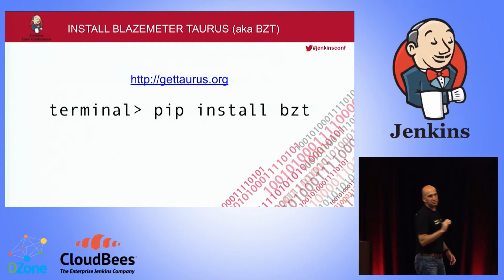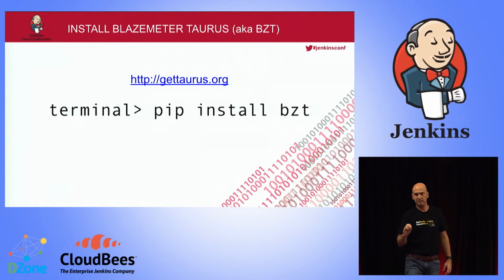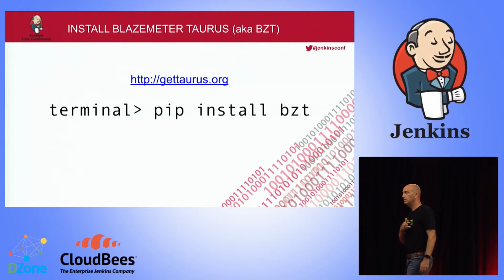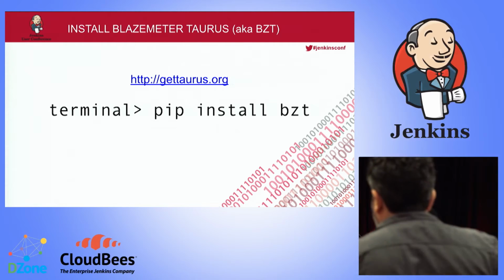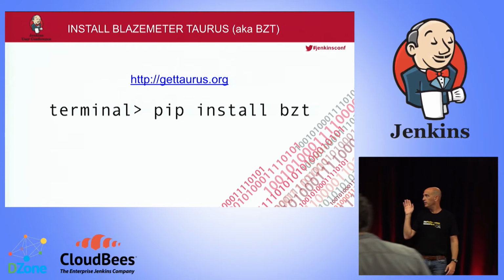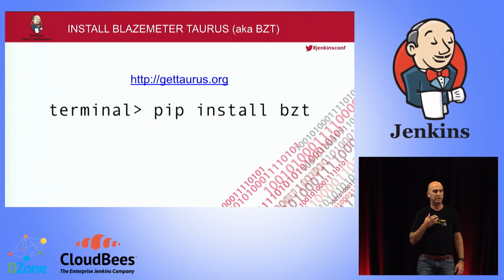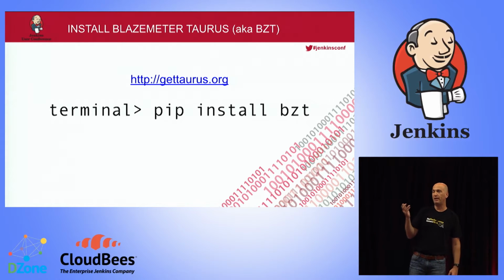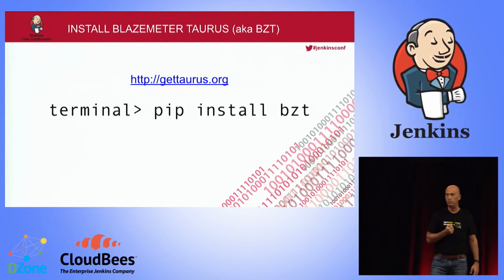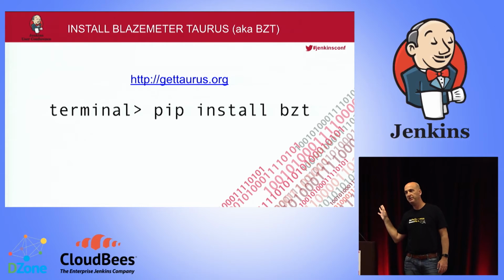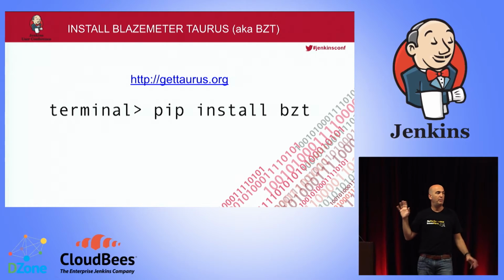Taurus is an open source project, Apache license, written in Python, that you can get either on GitHub or at gettaurus.org. Okay? The team leader of Taurus is the guy that wrote the JMeter plugin project, if some of you are familiar with it. And the way to install Taurus is a one-liner. Pip install bzt. Taurus by itself is a command line tool. Okay? It works in your terminal.